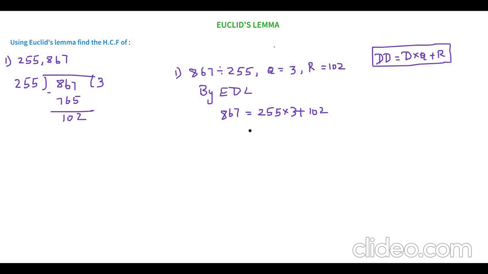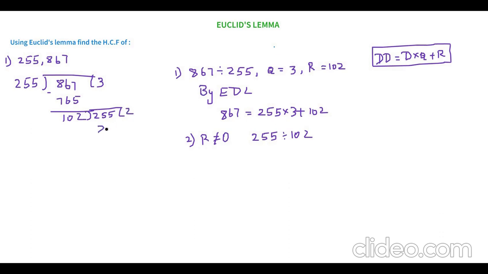Now since the remainder is not equal to 0, our second step is, since the remainder is not equal to 0, we will again divide 255 by 102. Now this 255, which was a divisor here, will become a dividend here. So I will write it here, 255. Now we are going to divide these two numbers. So now the dividend is 255, the divisor has become 102. The remainder earlier became a divisor. So 255 divided by 102, we get 2.